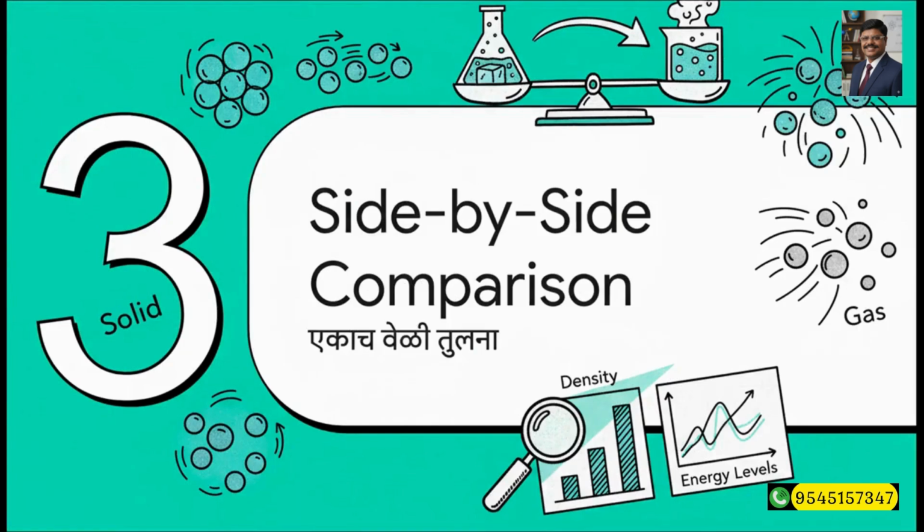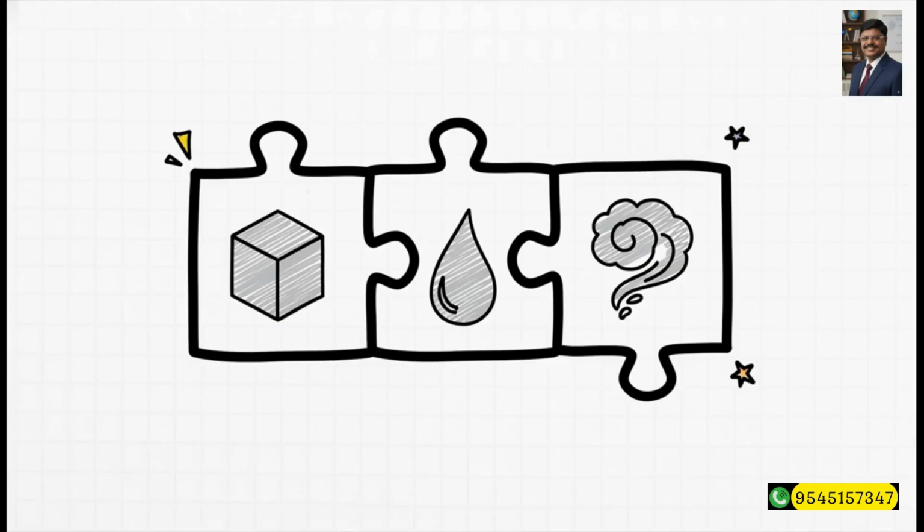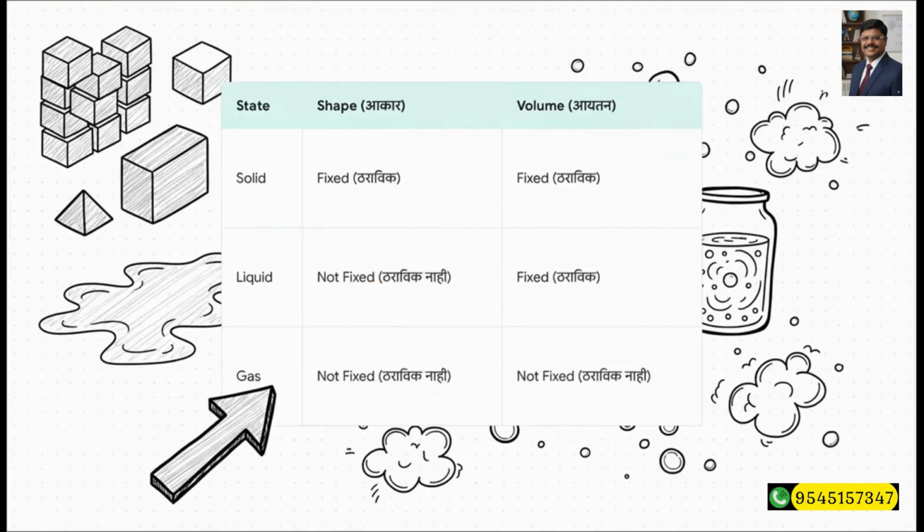All right, so we've looked at each state one by one. Now, let's do the fun part and put them all side by side. This is where you can really see the differences clearly. This is where it all starts to click and make perfect sense. Okay, check out this table.